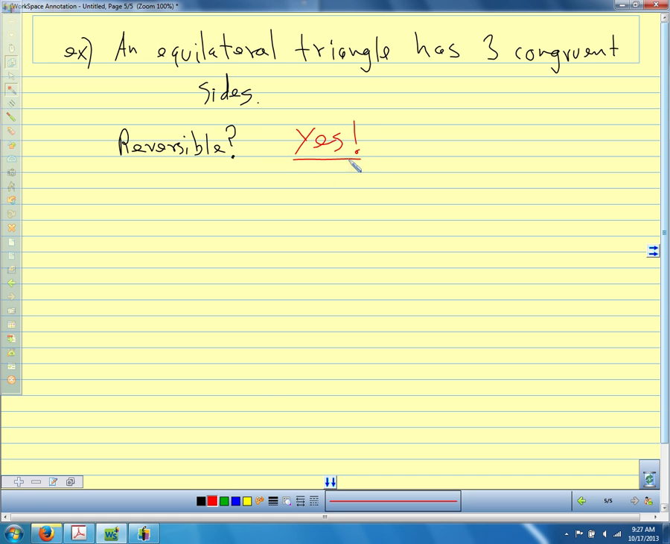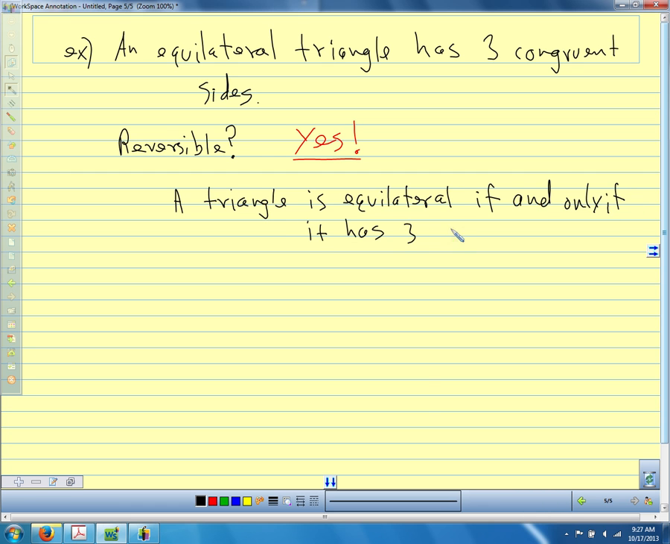Yes, because I can write a triangle is equilateral if and only if it has three, and I'm going to use a symbol for congruent sides. So a triangle is equilateral if and only if it has three congruent sides. So that would be a good definition. We can write it as a biconditional, and our biconditional works both ways.